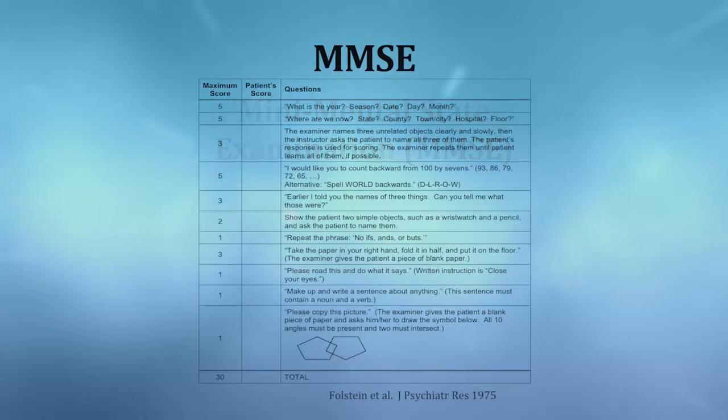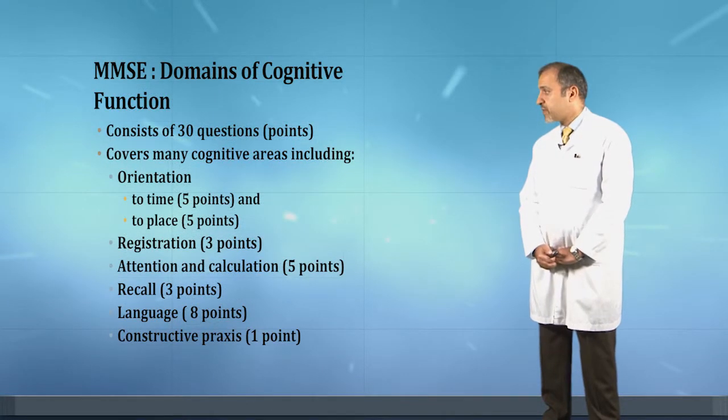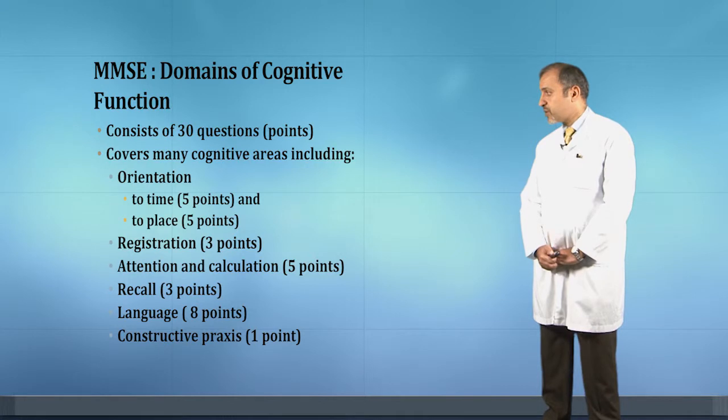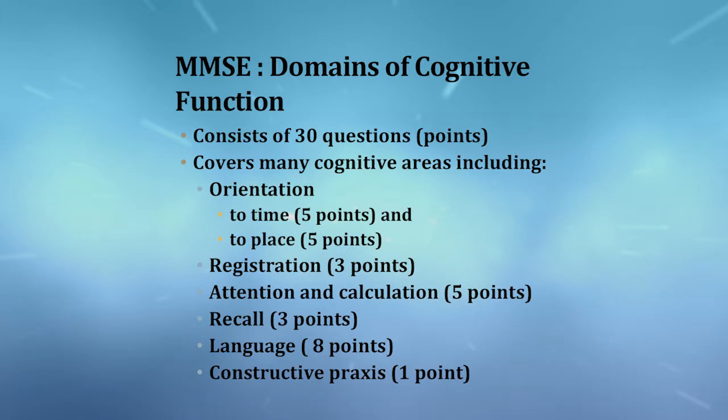The mini mental status examination is a very good tool for screening, and it consists of 30 items that can be done in generally 10 minutes. The tool consists of 30 questions or 30 points, and it covers many cognitive domains, including orientation, registration, attention and calculation, recall, language, and constructive praxis.